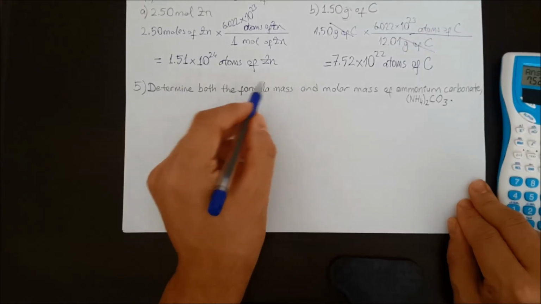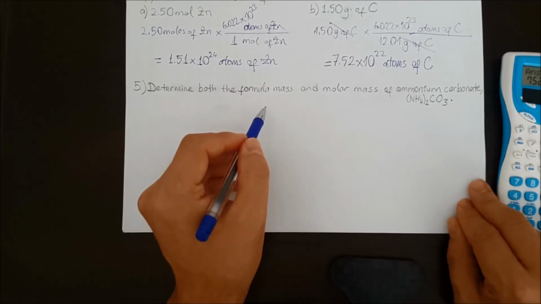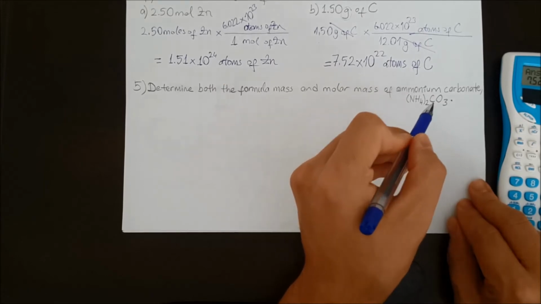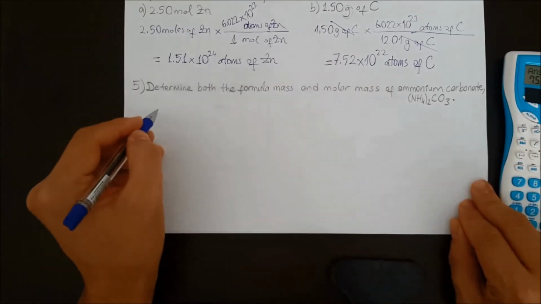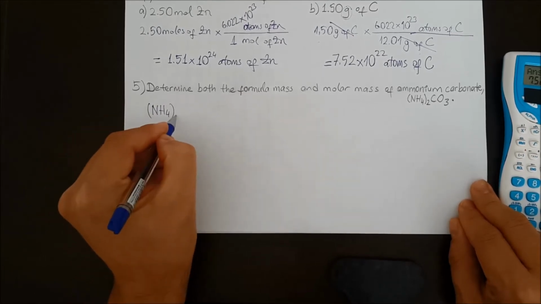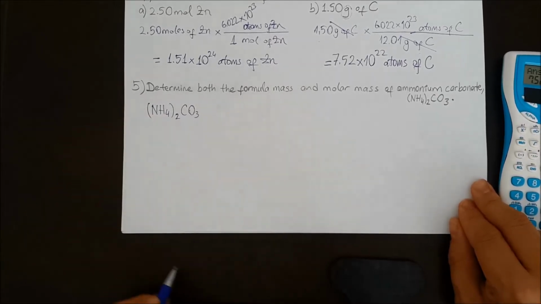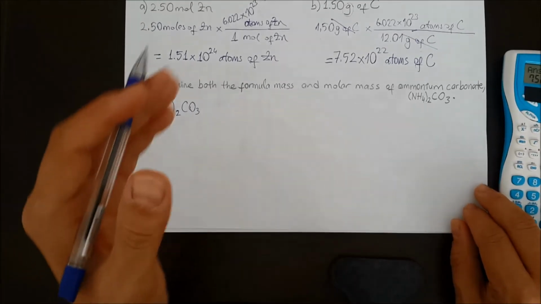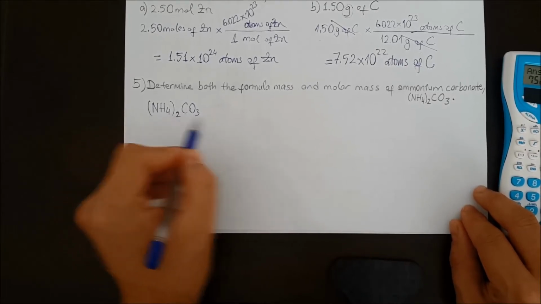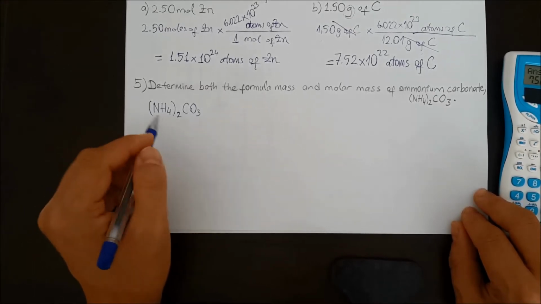Here, first of all, I'm going to find the formula mass. Then I will find the molar mass, but we will see at the end that formula mass and molar mass of any compound are numerically equal to each other. Let's find that. This is the formula of ammonium carbonate, (NH4)2CO3. To find the formula mass, you need the average atomic masses of each atom that exists in the formula. To find the molar mass of any compound, you need the molar mass of each element in the formula.